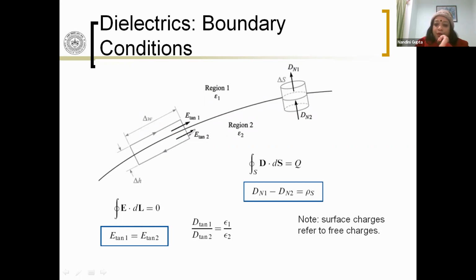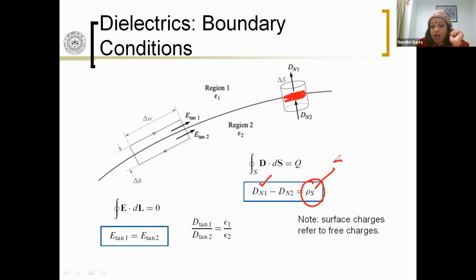Now the normal component, and this comes from, I will leave it for you to derive, or you can look up a UG book. You know how it is done. If you consider a pillbox, you will end up with this expression. That is, the normal component of the flux density in medium 1 and medium 2 differ by the quantity of charge at the interface. That means the charge must be present exactly at the interface.